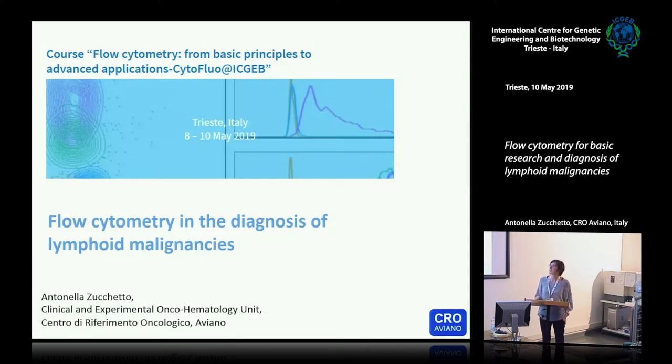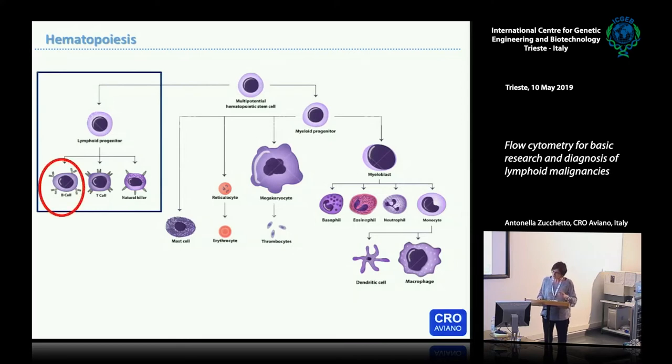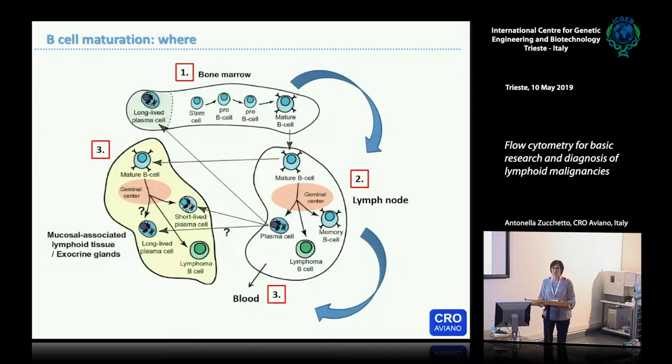So I will show you in this presentation the approach of flow cytometry for the diagnosis of lymphoid malignancies. I put into context the cells that are used for this purpose. So we are talking about hematopoietic cells, and in particular about lymphoid cells, and in particular about B cells. First of all, because this is a good example for the lymphoid malignancy, and also because a particular leukemia that comes from the B cells is the topic of my research, so I have more data and more examples for this. So we need to know, first of all, the normal cell maturation of these cells.